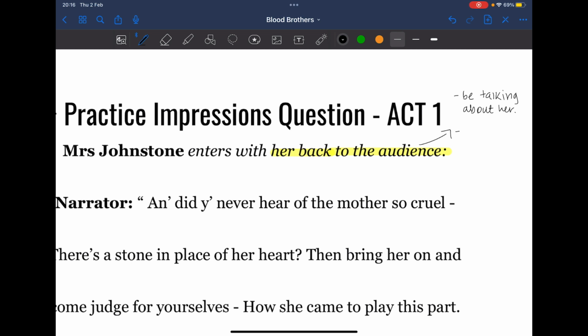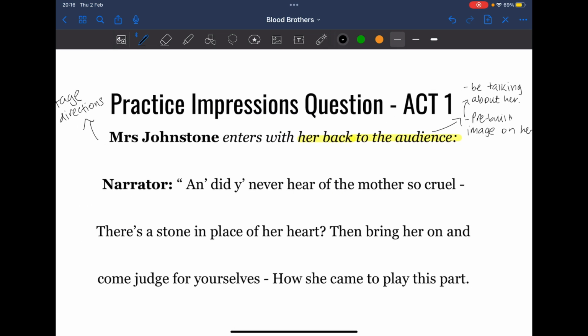This could be a metaphorical picture of the fact that everyone knows what kind of person she is. So there's a pre-built image on her. Which again links nicely in with that point about people talking about her.